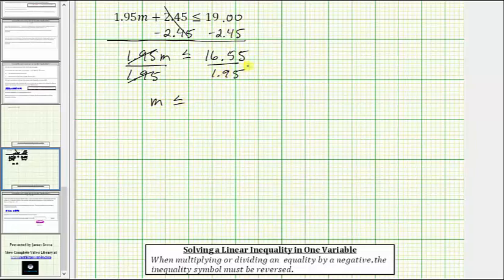We have m is less than or equal to this quotient here. Let's work this out on the side. We have 16.55 divided by 1.95. The first step is to make the divisor a whole number by moving the decimal point to the right 2 places. And now we do the same in the dividend. The new quotient is 1,655 divided by 195, which is equivalent.